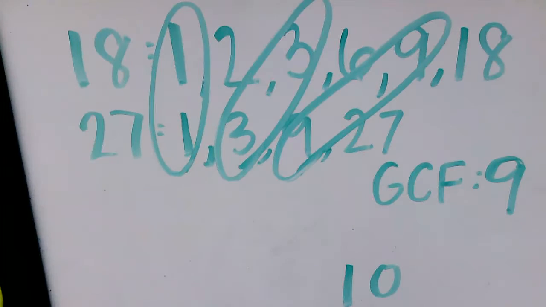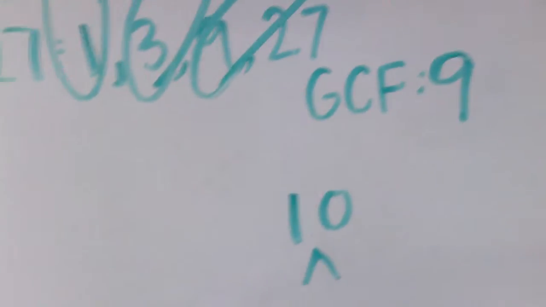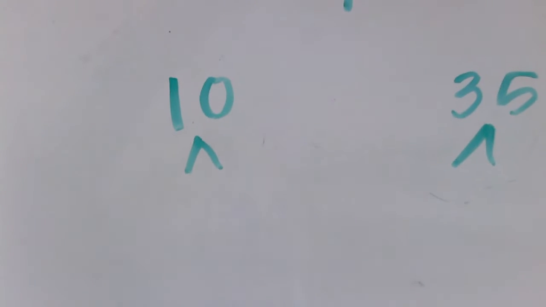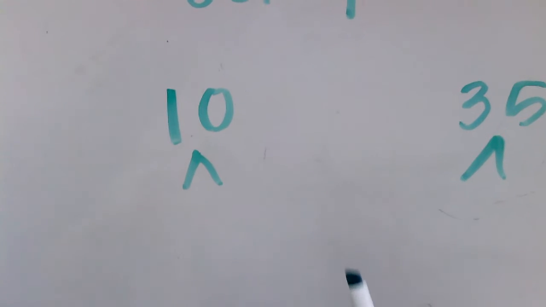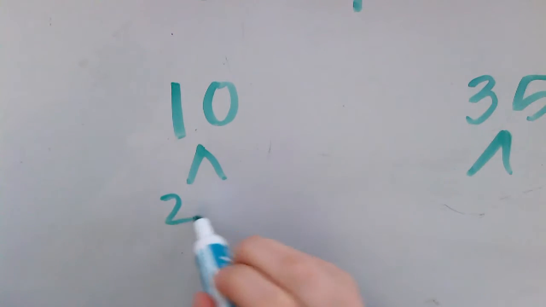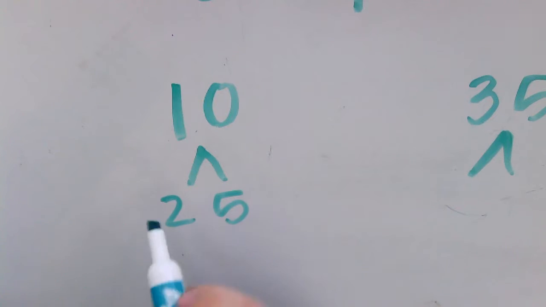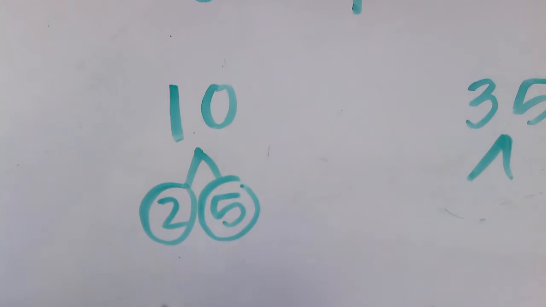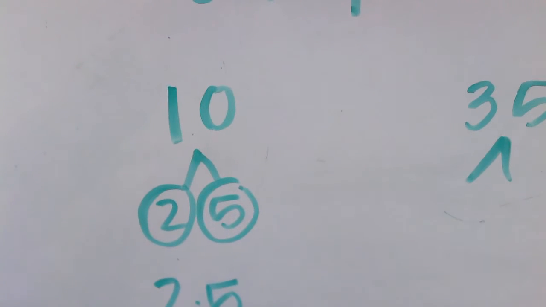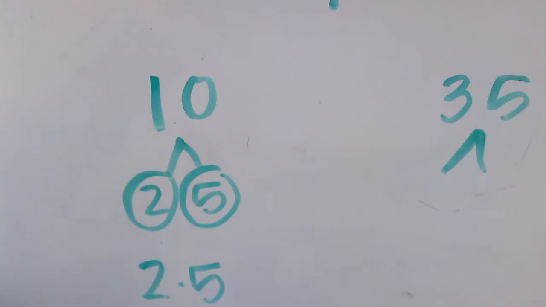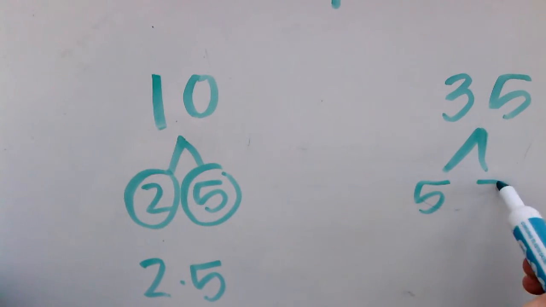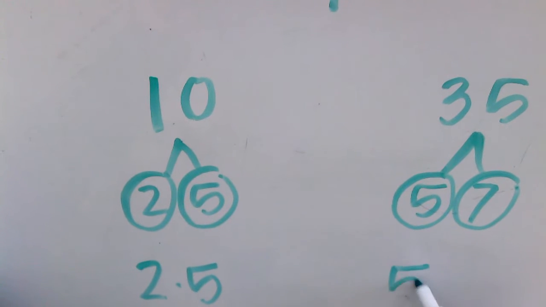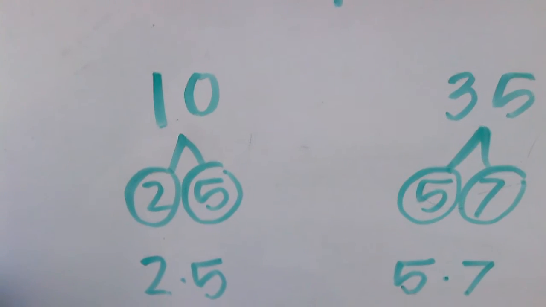Okay. Now I am going to come down here and do the prime factorization method with the numbers 10 and the number 35. So for 10, I know that 2 times 5 is 10. I know that only 1 and itself go into 2, so it's prime, and same thing with 5. So I am done here. That is my prime factorization for 10. Let's do 35. I know 5 times 7 is 35, and I also know these are both prime. So the prime factorization of 35 is 5 times 7.